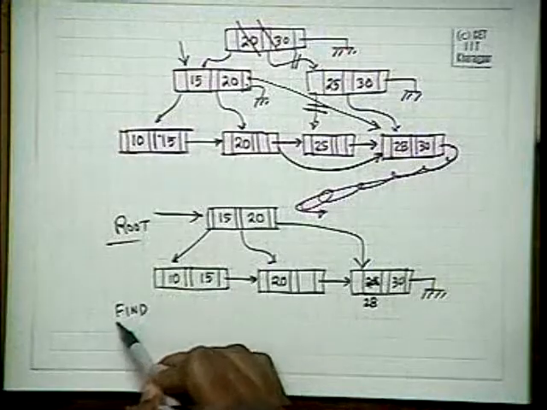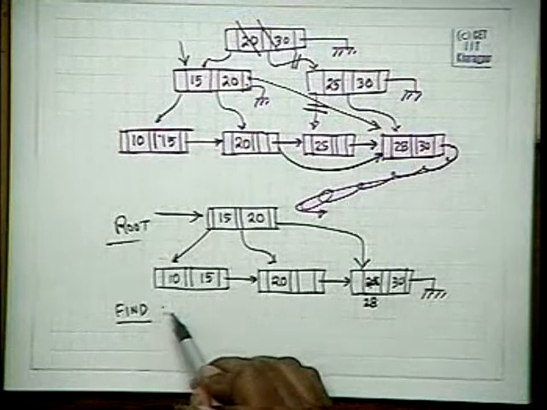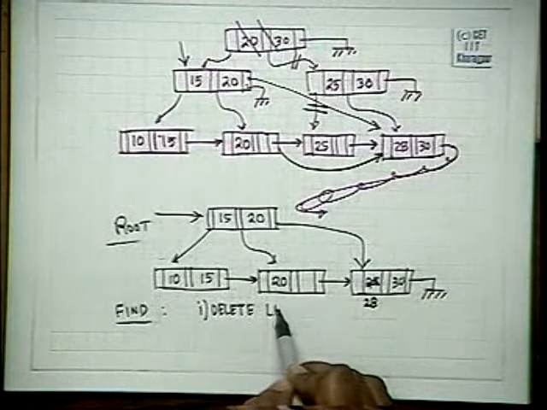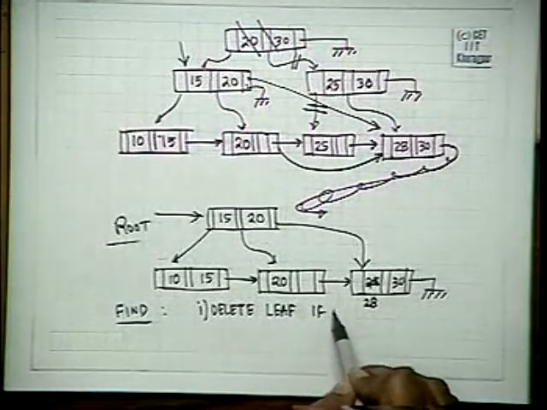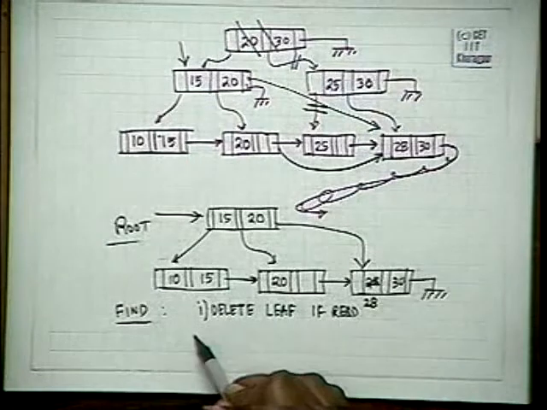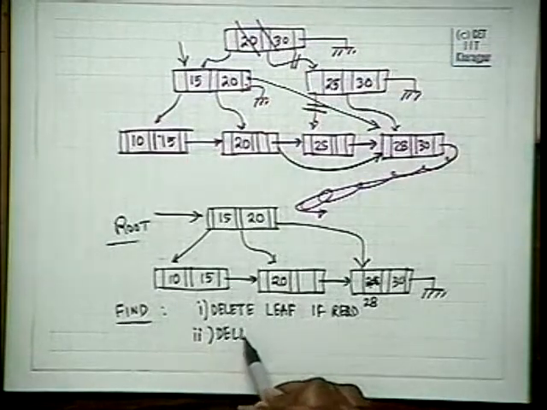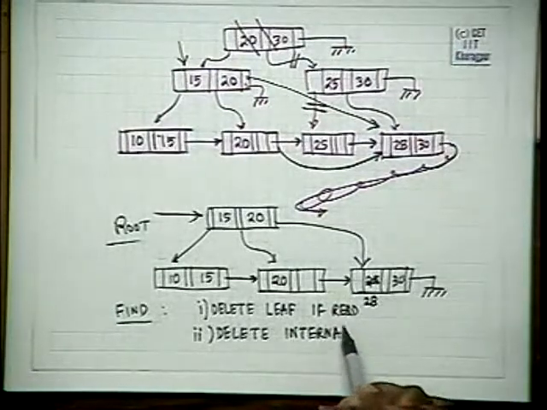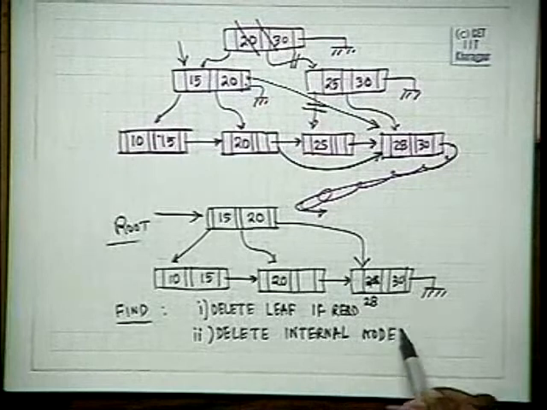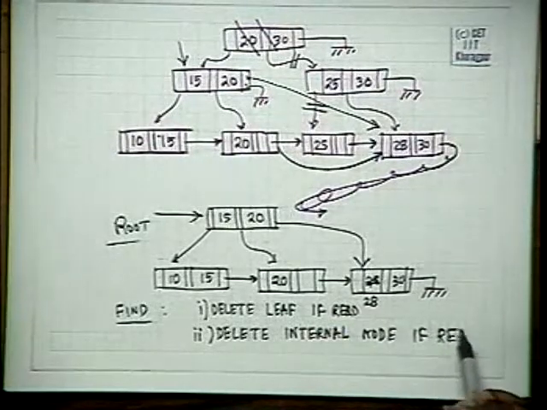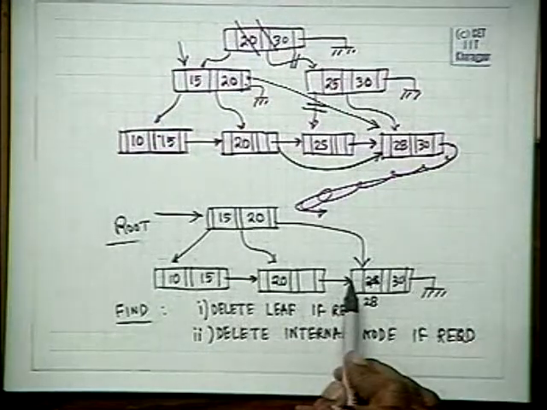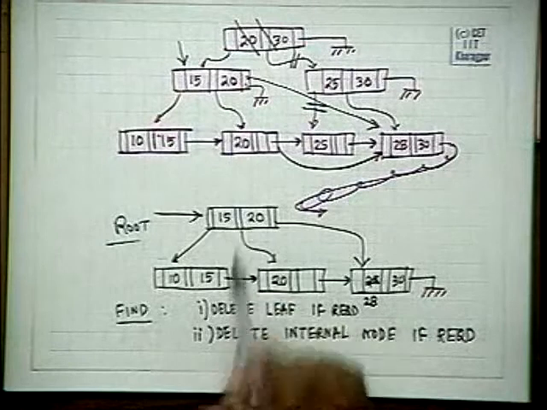So deletion is fine, and there are cases of delete leaf if required, and delete internal node if required. For a delete of a leaf node, if it is null, you just delete it, change the pointers and delete the pointer from the parent.